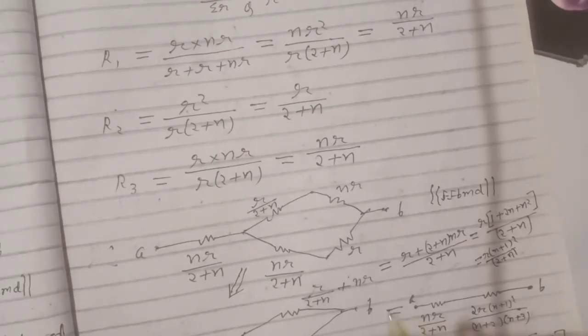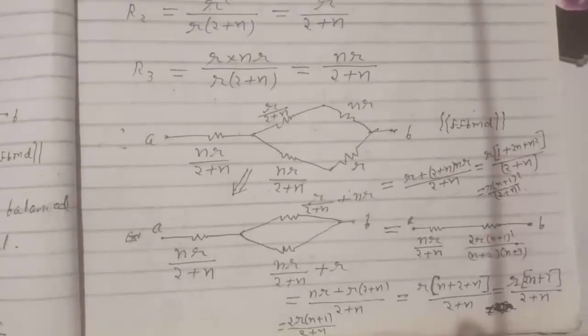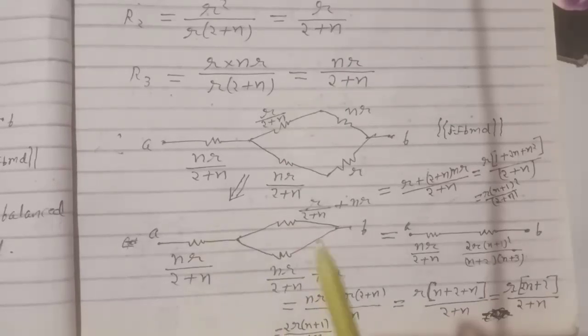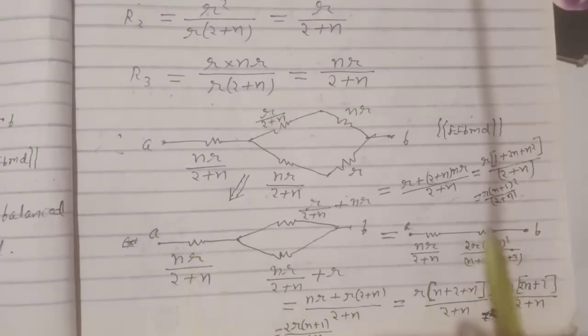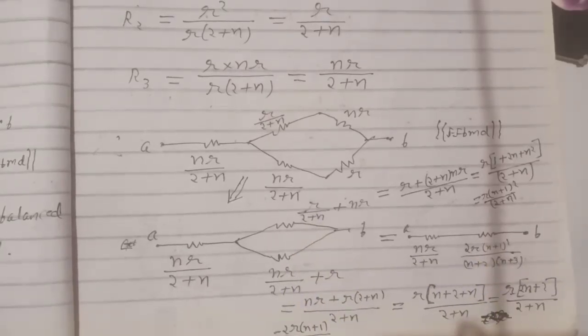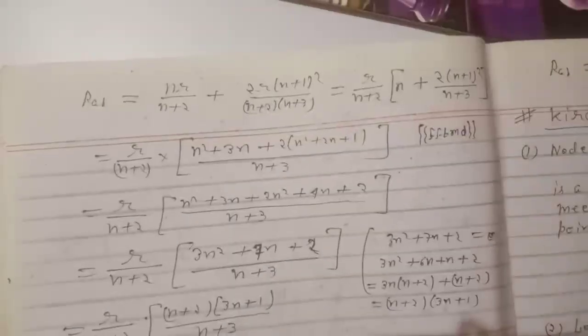Next, RAB will be, because these are in series, we have to directly add this. Here we see that these are in parallel grouping, so the equivalent of these two will be in series with this. Here it is shown NR by 2 plus N, and the equivalent of these two is given by this value. So now we can get RAB simply. Here is the value of RAB.